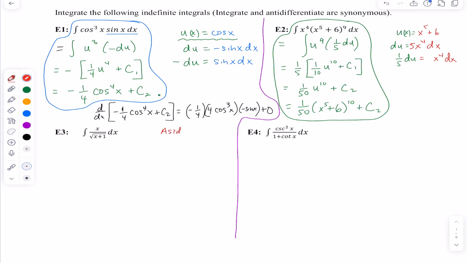Notice I do all my u-subs off to the side. You might need to draw a vertical line to keep your work organized. du is now equal to dx. However, x is equal to u minus 1. And now we're ready to do our U-substitution for integrals.